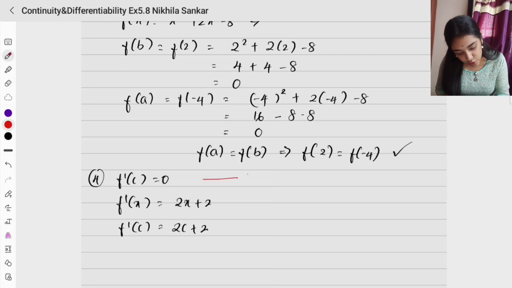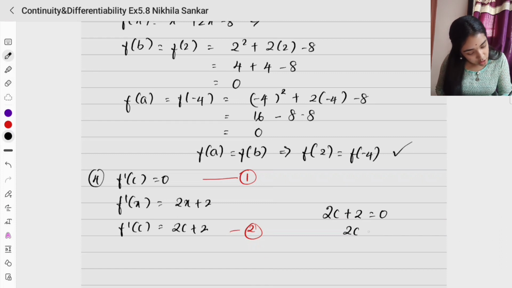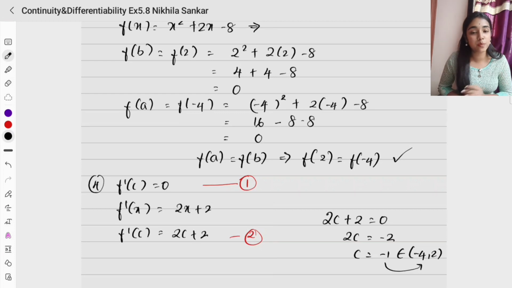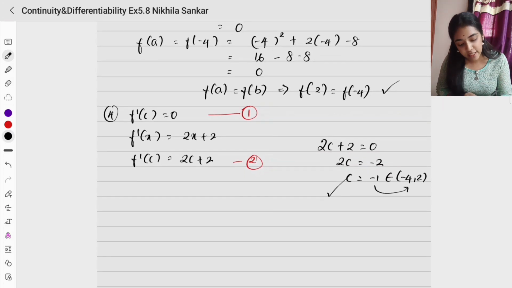When I equate these two in the 1 and 2, இது ரெண்டுத்தையும் equate பண்ணா என்ன ஆகும்? 2c plus 2 equals 0, 2c equals -2, c equals -1. This has to be in the range a comma b, which is -4, 2. Open interval -4, 2. I see that -1 lies between -4 and 2. So this condition is also satisfied. So it satisfies Rolle's theorem. Rolle's theorem is verified.